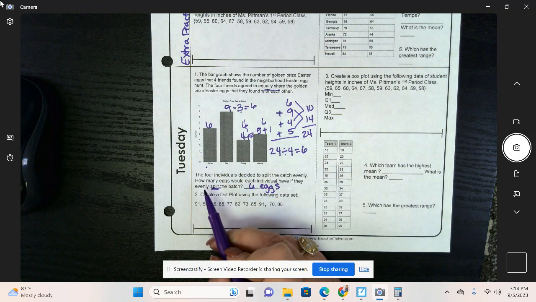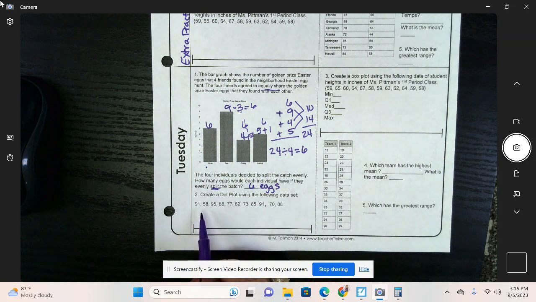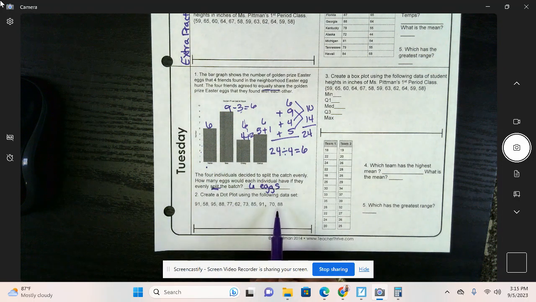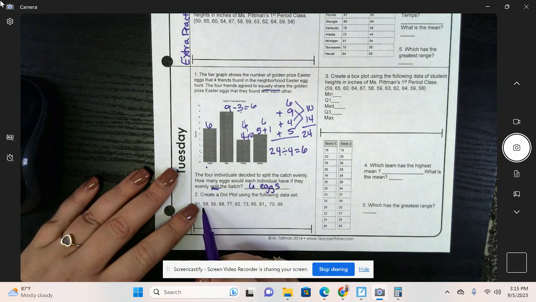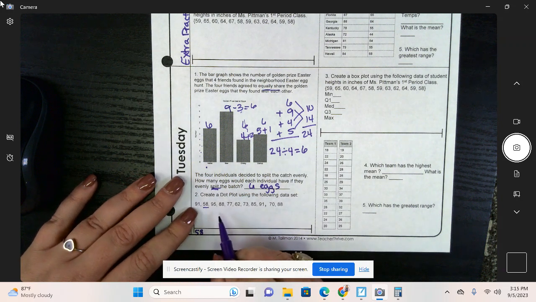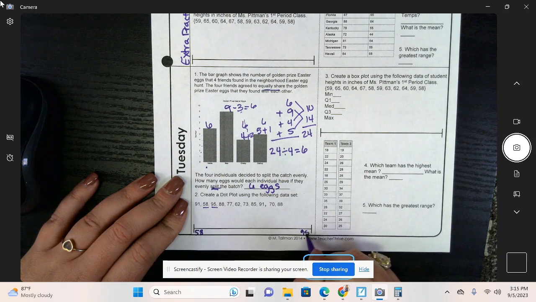Okay? Now right here we have number 2. It says create a dot plot using the following data set. And so we want to, on our number line, create a dot plot. So I'm going to look at my list of numbers here, and I'm going to decide which number is the smallest. What is my minimum here? And it looks like my minimum is 58. So I'm going to start at 58, and my maximum appears to be 95.